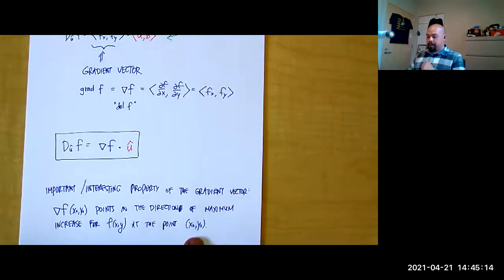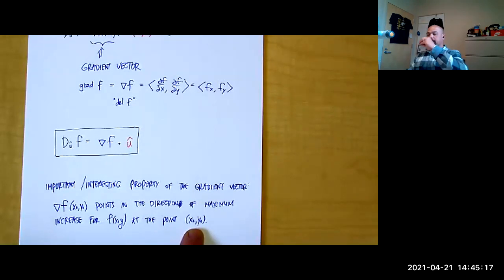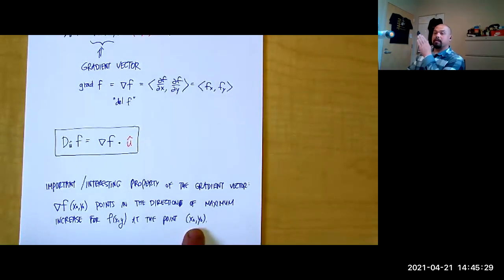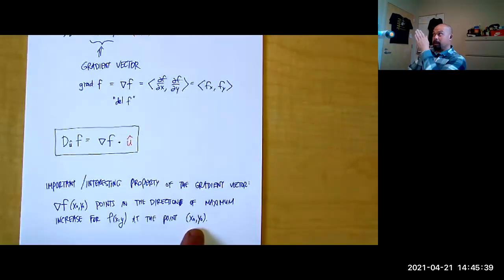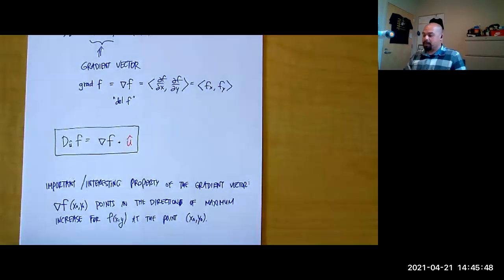Okay, if I'm at that point, x naught, y naught in my domain, I go to my surface. That gradient vector is going to point me in the direction of maximum increase, right? So if I'm trying to get up that hill as fast as possible, I find that gradient at that point, and that's going to point me in that direction, right? Or likewise, when I go the opposite direction, when I switch my signs, that's going to be my steepest decrease. It's going to do the opposite if I go the opposite direction.